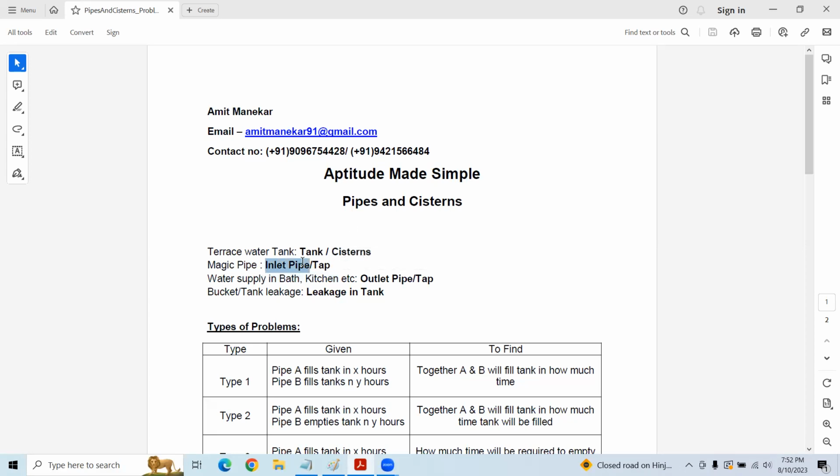An inlet pipe will fill the tank. An outlet pipe will empty the tank. And in the bucket or tank, we get leakage. Many times we have observed that we have some leakage in one of the pipes, or we get leakage in the tank also, due to which whatever should have been filled in 1 hour might need more time, because the whole time you keep filling the water, some water also gets wasted.